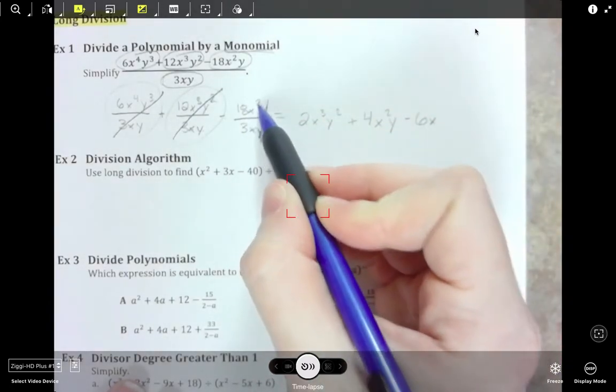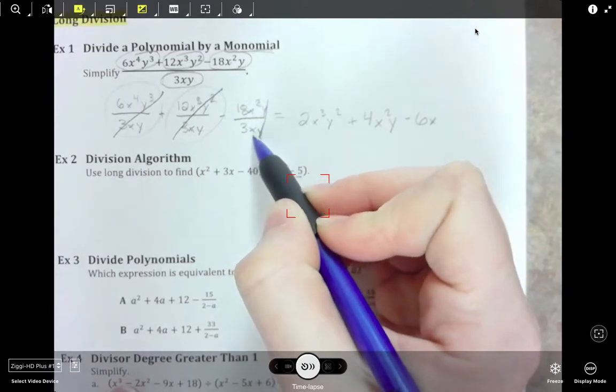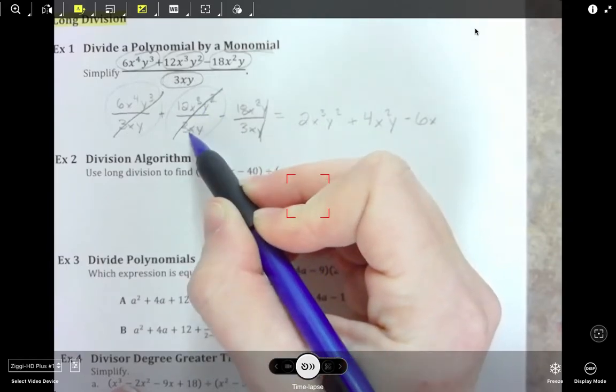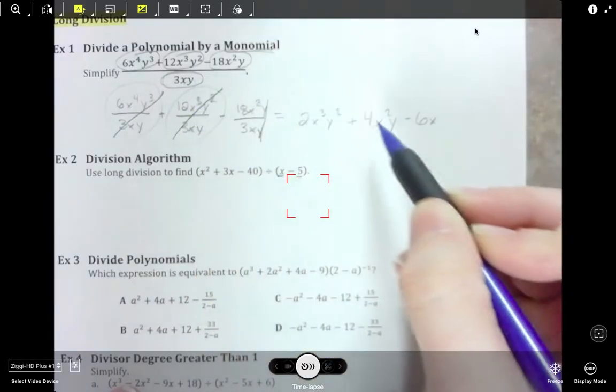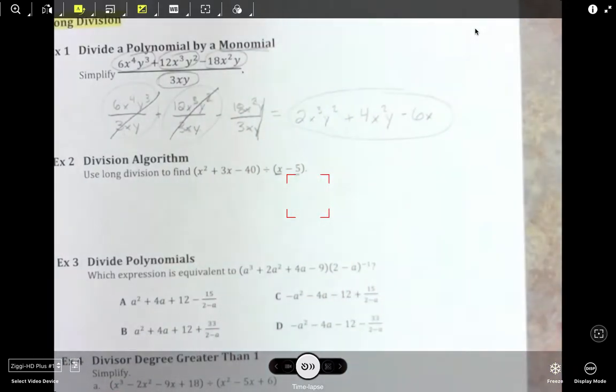So really, when you're doing the variable part of it, you're just subtracting an x away from x squared. You're subtracting a y away from y squared. You're subtracting an x away from x cubed, to get each one of these pieces. And that's all the further that we can go, so that is all we have.